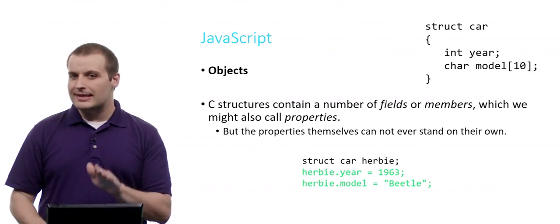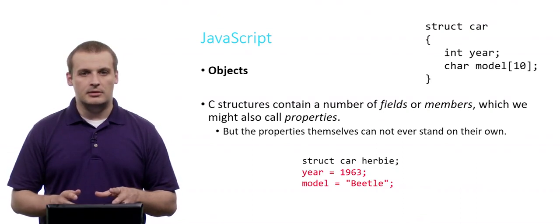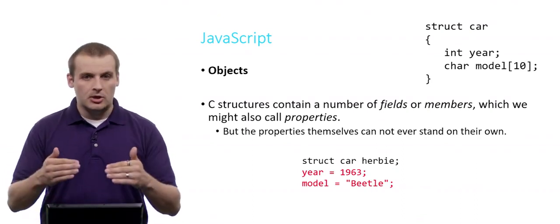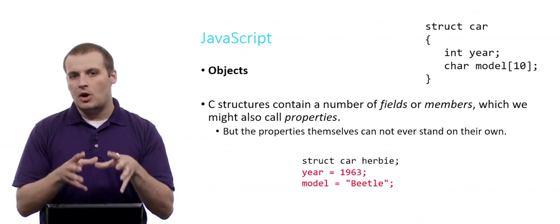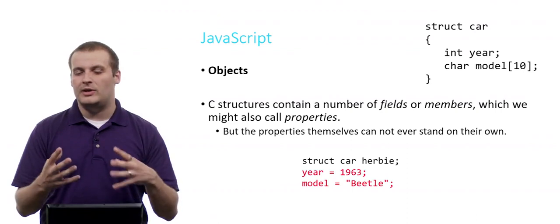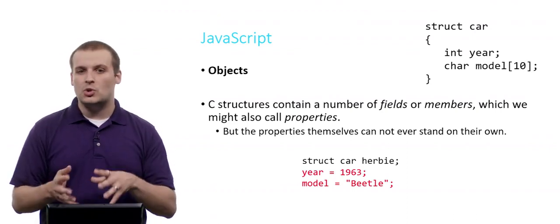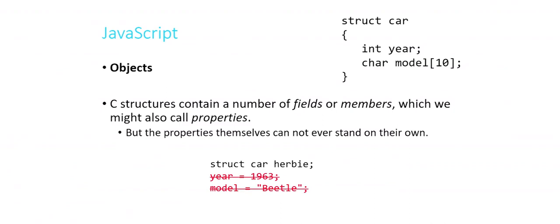But we can never say this in C. We can never say year equals 1963, model equals Beetle. Now, we can't say that because year and model are so fundamental to what it means to be a struct car. They are part of a struct car. And so if we're ever using year and model, we can't use them in the abstract. We always have to associate those things with a particular struct car. So that is not OK.